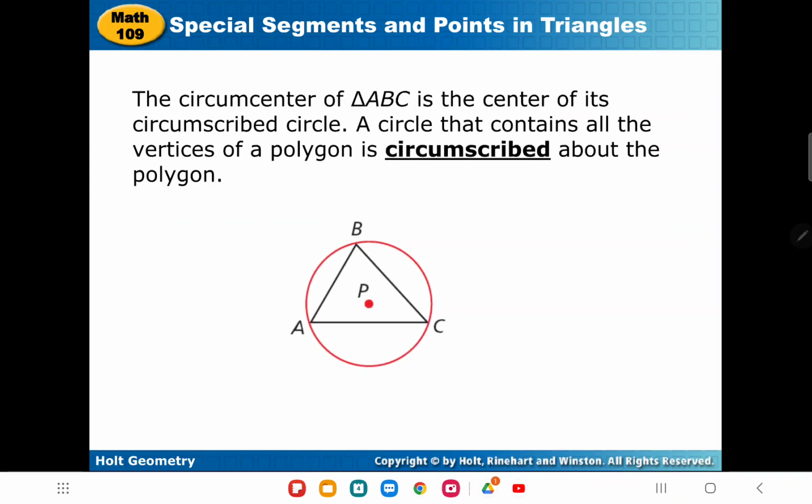Again, the circumcenter of ABC is the center of its circumscribed circle. And any circle that contains all of the vertices of a polygon is said to be circumscribed about the polygon. That just means drawn around.